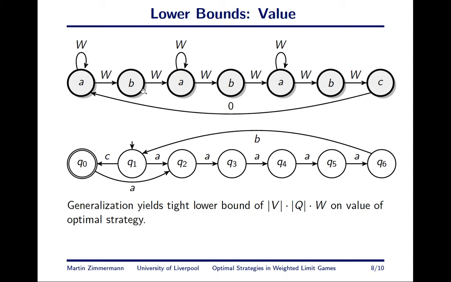And for every 2 states, you have to repeat the self loop here. And each time you get a W. So by having more groups of these AB gadgets here and more states in this line of A's, you get a bound that is roughly V times Q. Okay, so this is easy. We have seen this example before.